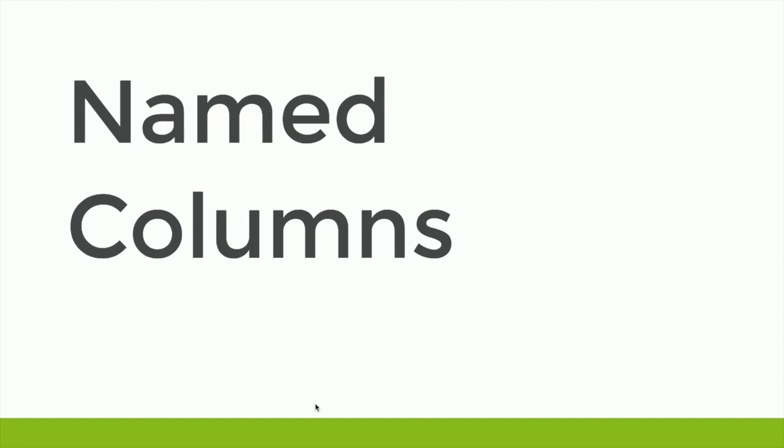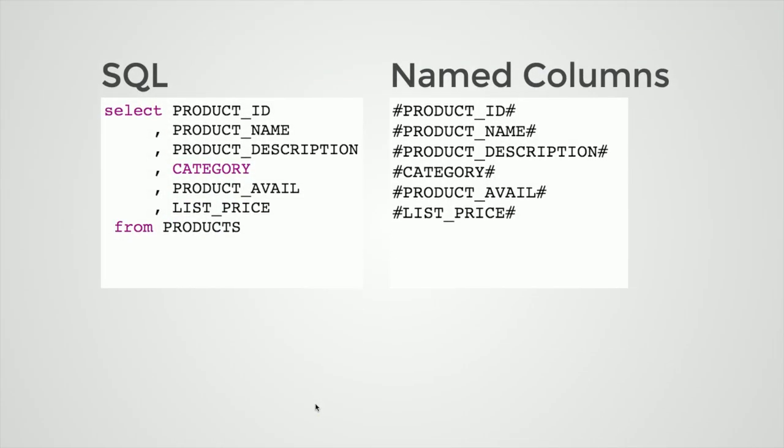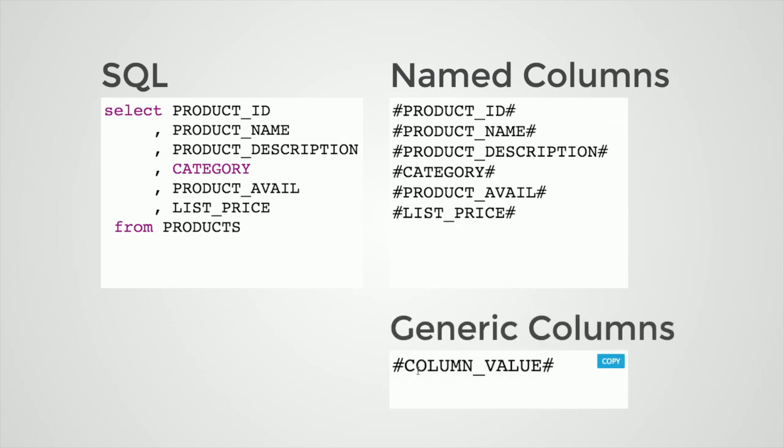Let's go to name column templates because that's really the exciting part. So when you have a query, they're called name columns because every column will get its own token, its own substitution string. So product ID gets a product ID, product name, product name. In contrast to the one that we talked about, which is generic, right? The generic, it's the same substitution for every column. So in the name one, we're going to use the name that the column has to reference them.